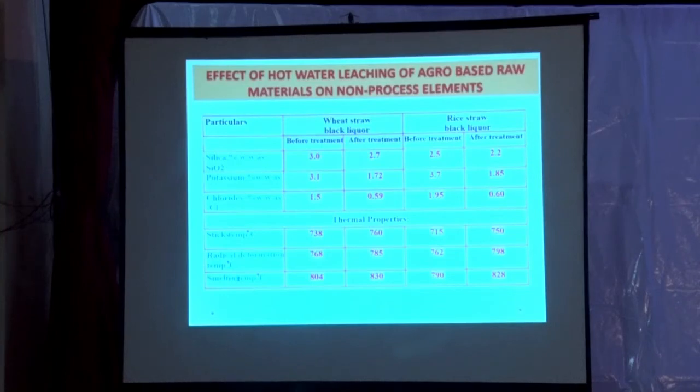So if you do an efficient raw material washing, a 2-stage efficient washing with good quality water at a high temperature, at 70 degrees, you can reduce about 75 to 80% chloride and something around 40 to 45% potassium in the raw material itself. And when we reduce the chloride and potassium, you can see the impact on thermal behavior, melting temperature, radical deformation temperature. It means deposition will be less at the upper end.